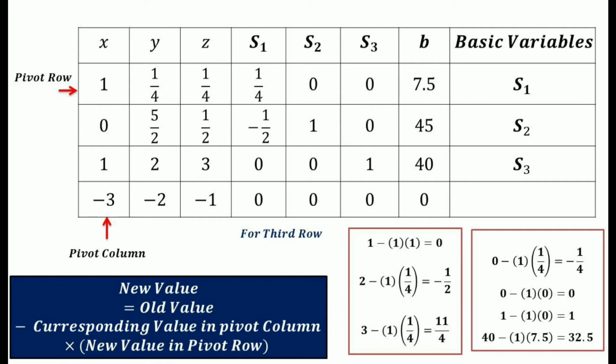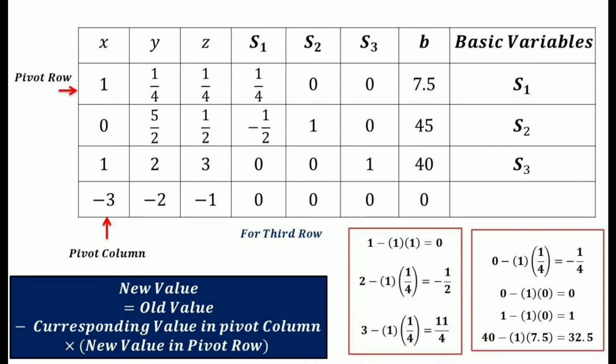And the old element in the third row, second element, is 2. So 2 minus the corresponding value in the pivot column, that is 1, into the new value in the pivot row, which is 1 upon 4. So 2 minus 1 into 1 upon 4, which is equal to minus 1 upon 2.